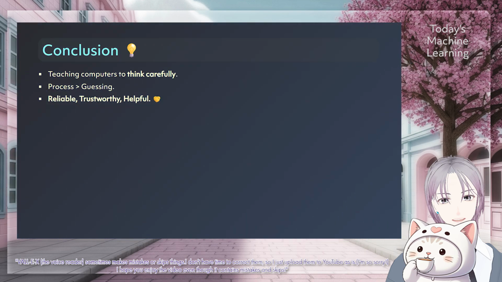So, you see, this paper is really about teaching computers to think more like careful humans. It is moving away from AI that just guesses the answer to AI that understands the process, and that is going to make our technology more reliable, more trustworthy, and honestly, a lot more helpful in our daily lives.